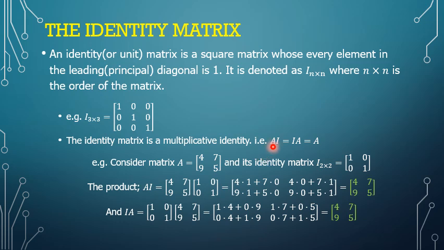This shows us that A times I is the same as I times A, which is just the same as matrix A.